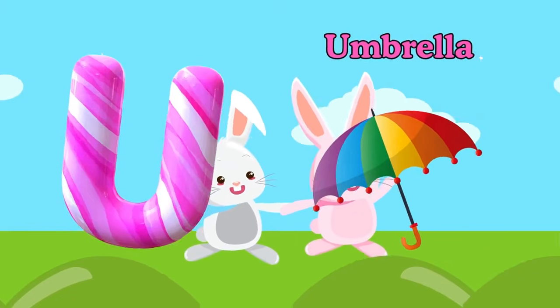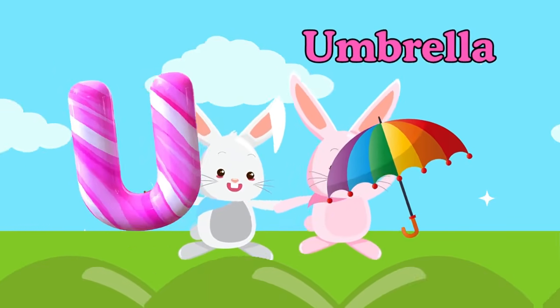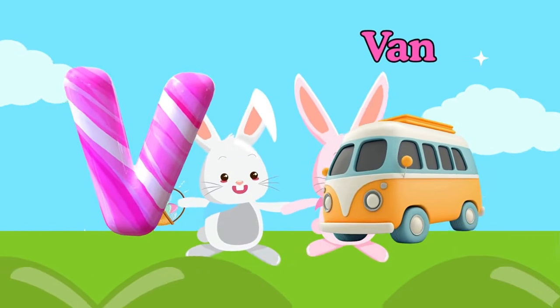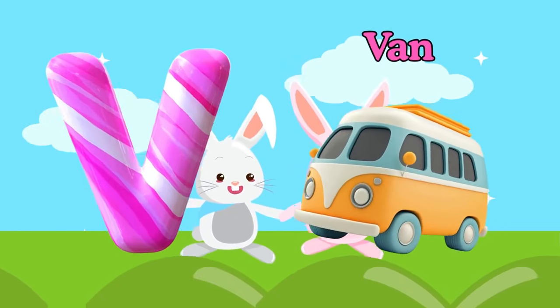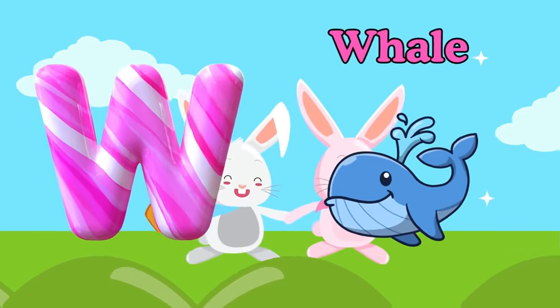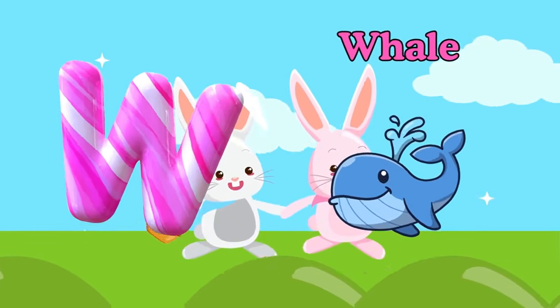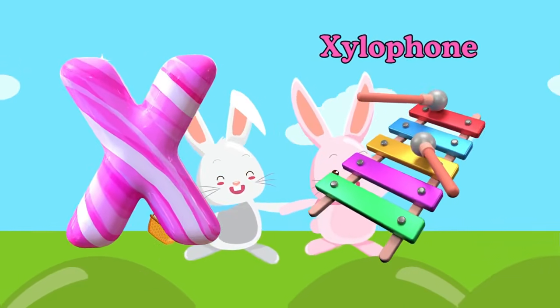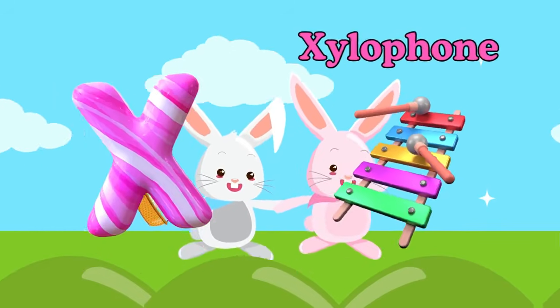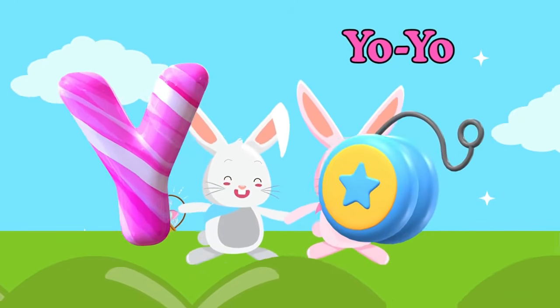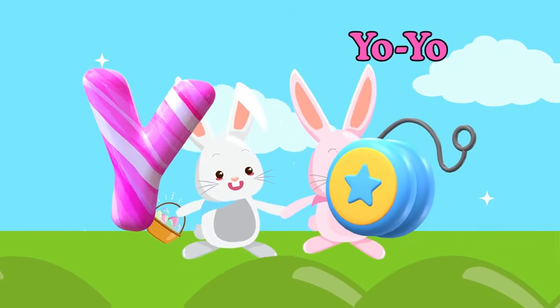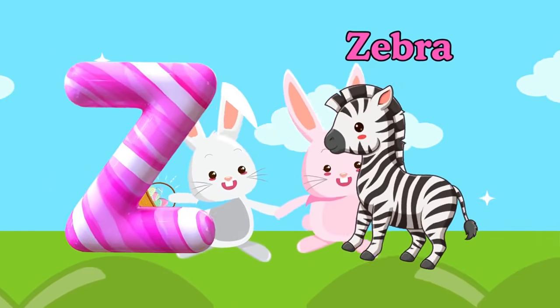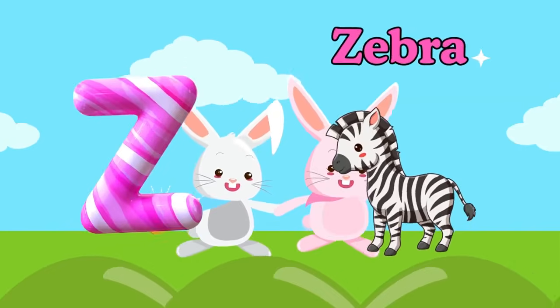Tiger. T is for tiger. U is for umbrella, umbrella. Umbrella. U is for umbrella. V is for van, van. V is for van. W is for whale, whale. W is for whale. X is for xylophone, xylophone. Xylophone. X is for xylophone. Y is for yo-yo, yo-yo. Y is for yo-yo. Z is for zebra, zebra. Zebra. Z is for zebra.